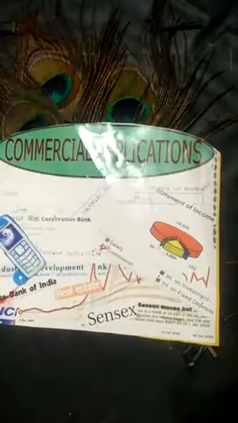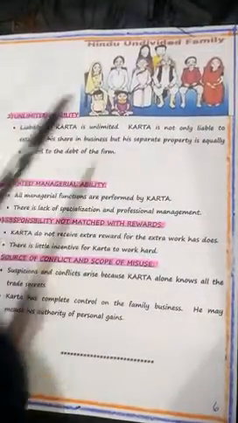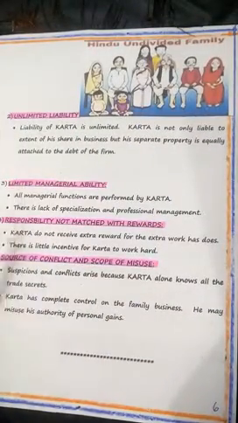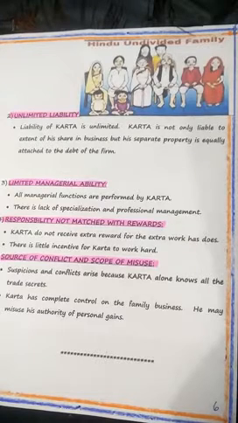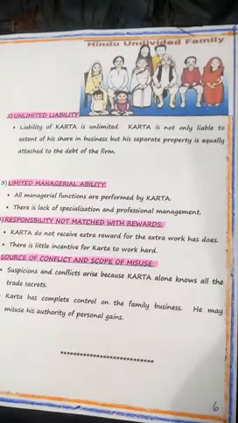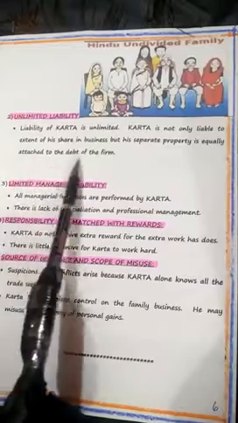The second main drawback, demerit or disadvantage, is unlimited liability. You can see a picture here, children. The liability of Karta is unlimited. Karta is not only liable to the extent of his share in the business, but his separate property is equally attached to the debt of the firm.